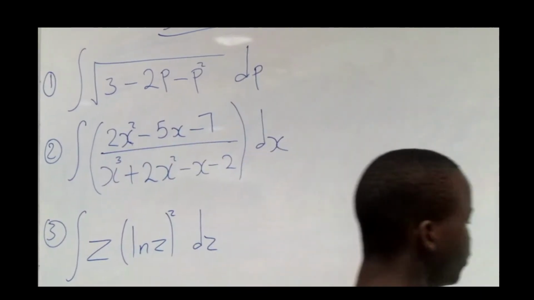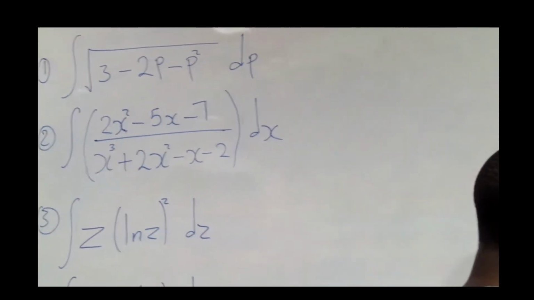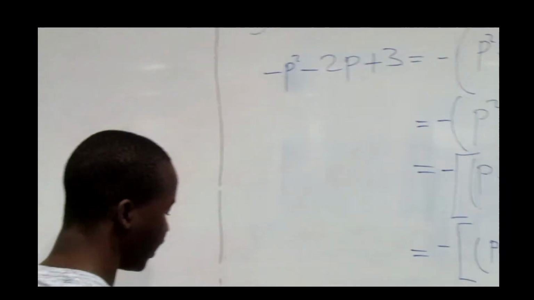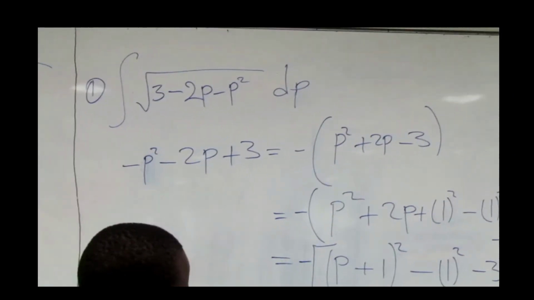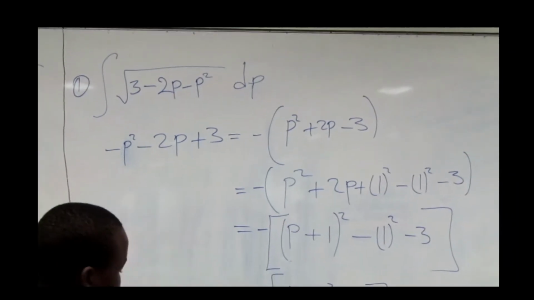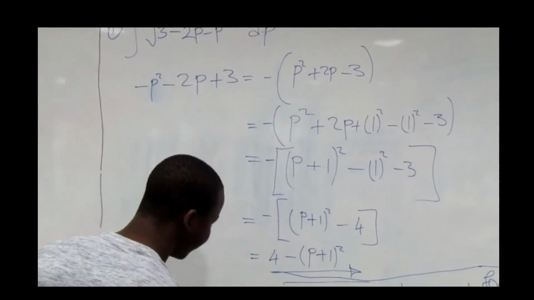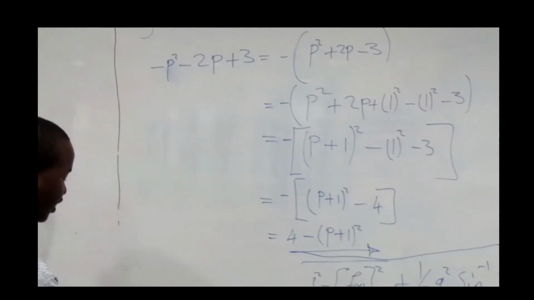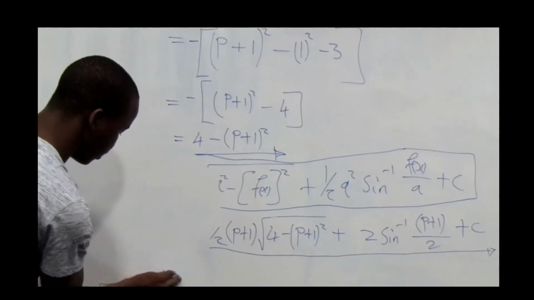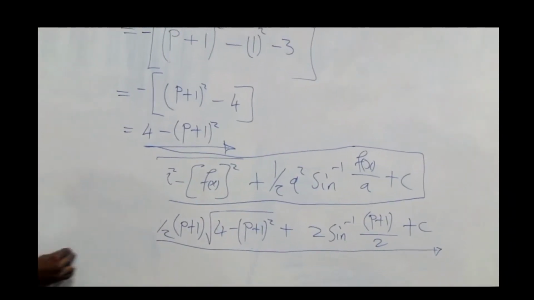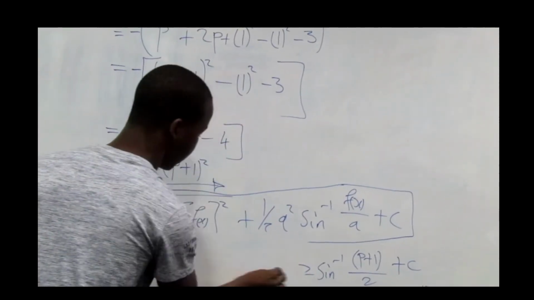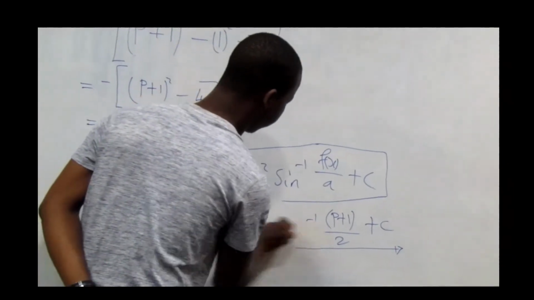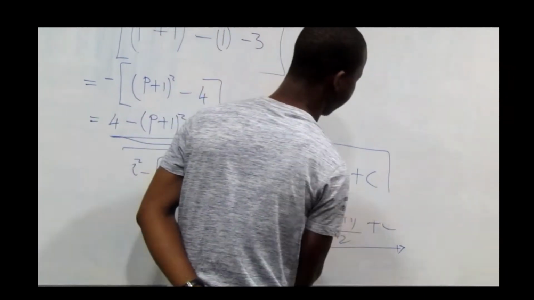The only thing that we need to do here is to simplify the denominator so that you can get a proper function. After simplifying the denominator, we use the partial fraction rules. After finding the partial fractions, we substitute. After substituting, we integrate and we get our final answer.